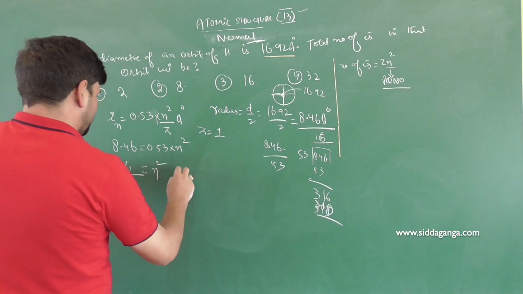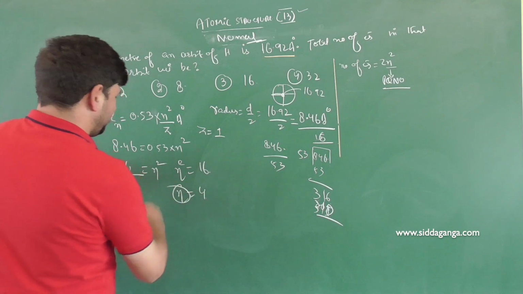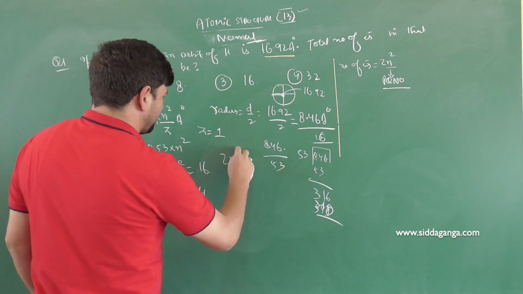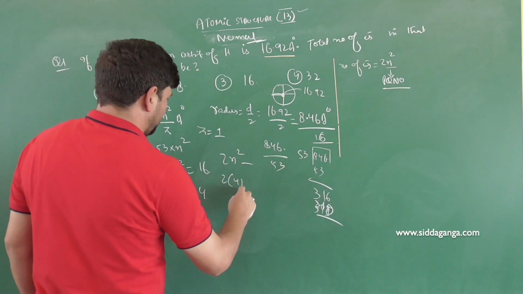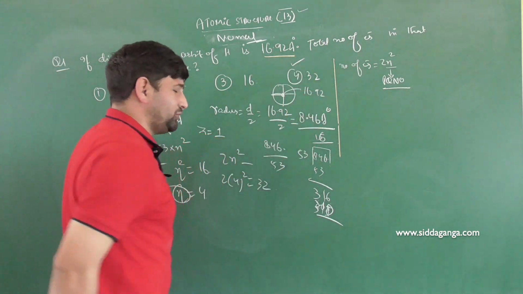So n square equals what? 16. What will n be equal to? 4. You got your n value or not? So now how many electrons will be there? 2n square. 2 into 4 square, that is 32. So the correct option will be option 4.